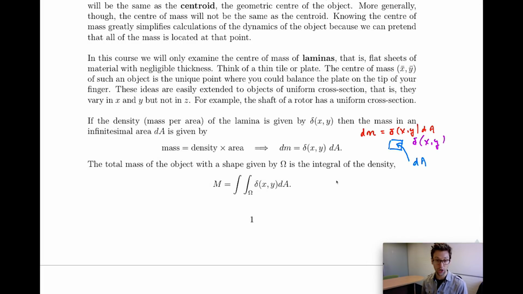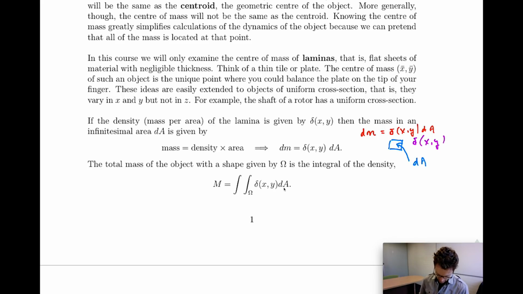Okay, so I've got a bazillion tiny little squares like this, I'd like to find the total mass, so I'm just going to add up the mass of each of those squares. And of course, when I'm adding up something where there's infinitely many, I'm actually doing an integral. So the total mass of my object is going to be given by the integral over omega of the density times the infinitesimal area. Now, omega here is the region of integration, which will be the actual object. It'll be the shape itself.